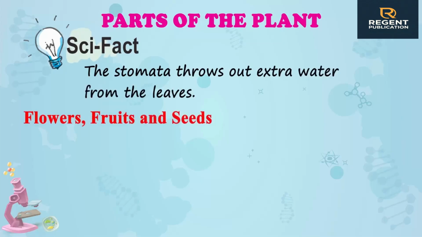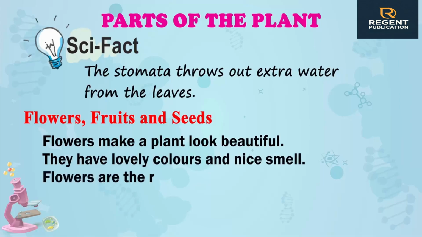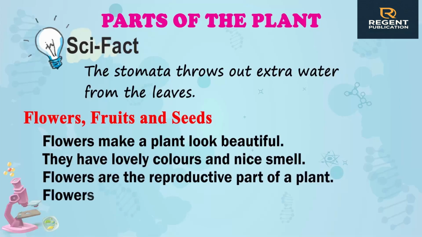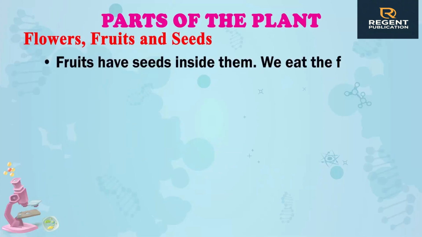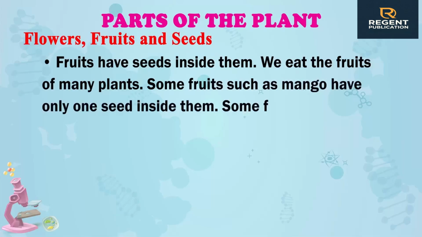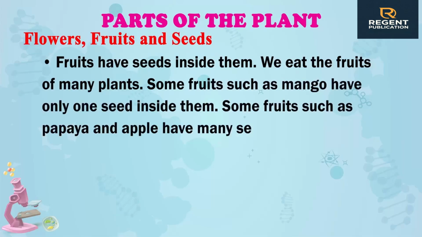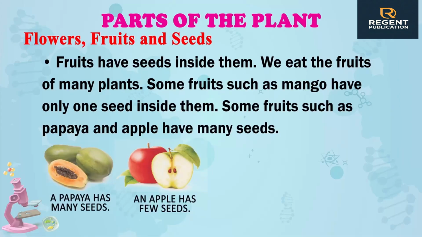Flowers, fruits and seeds. Flowers make a plant look beautiful. They have lovely colors and a nice smell. Flowers are the reproductive part of a plant. Flowers turn into fruit. Fruits have seeds inside them. We eat the fruits of many plants. Some fruits, such as mango, have only one seed inside them. Some fruits, such as papaya and apple, have many seeds.